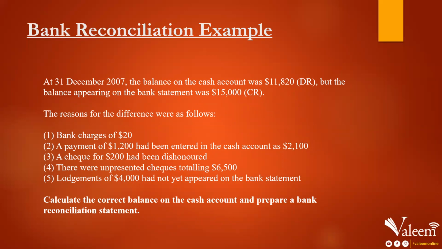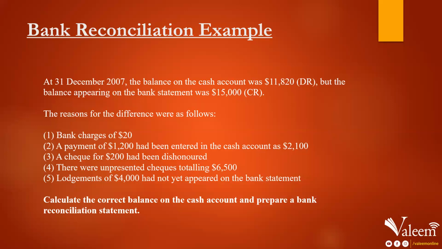Now, the 15,000 credit, like we discussed before, means that the bank is saying that we have a positive 15,000 balance in our bank account. Why? Because it's a credit balance, and this is the money that technically the bank owes to us. So it's like a liability for the bank, which is why they state it as a credit balance on the bank statement. So now we can clearly see that there is a difference between the balance on our cash book and our bank statement, and the reasons for the differences have been given to us. Now, using these differences, we need to identify what the correct cash book balance is and what the correct bank statement balance needs to be.